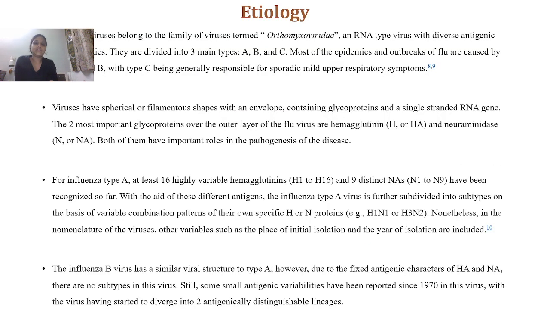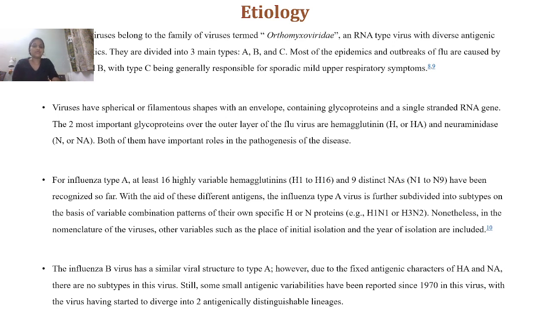So first we will go to the etiology of the influenza virus. Influenza virus belongs to a family of viruses named Orthomyxoviridae. There are many families of viruses, and different viruses belong to different families. In the last class, I think I taught about the different kinds of families and how they are named. So influenza belongs to the Orthomyxoviridae family, and it is an RNA virus, meaning its genetic composition is RNA material. It does not contain any DNA material. It is a single-stranded RNA virus, and it has diverse antigenic characteristics.